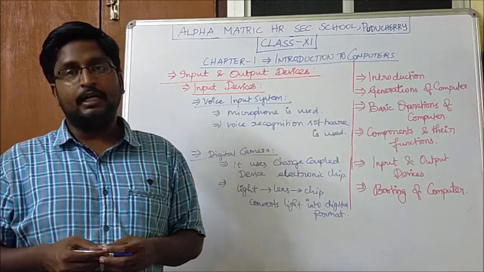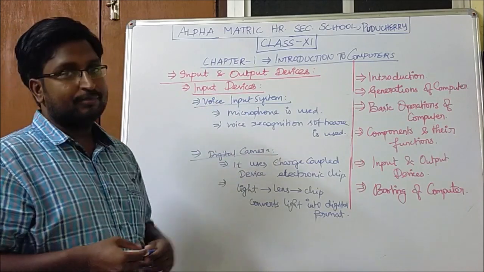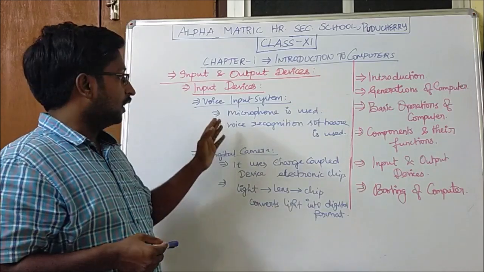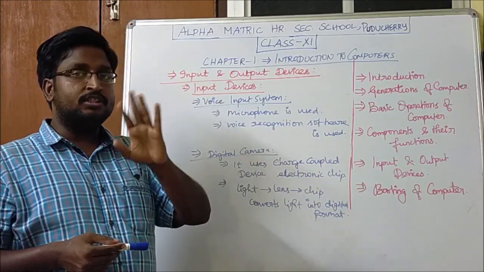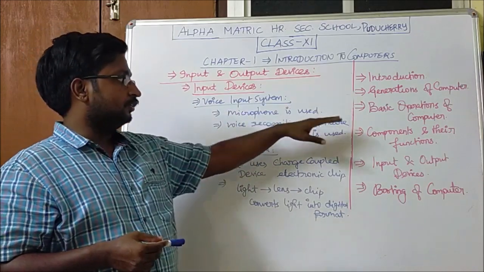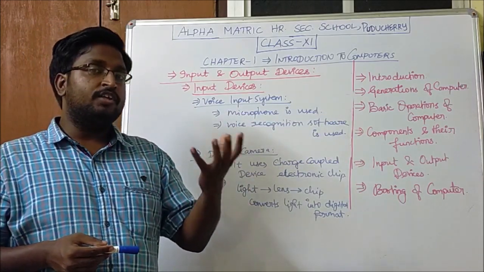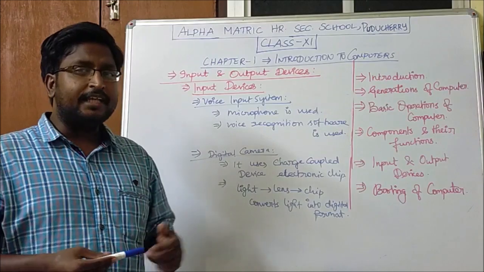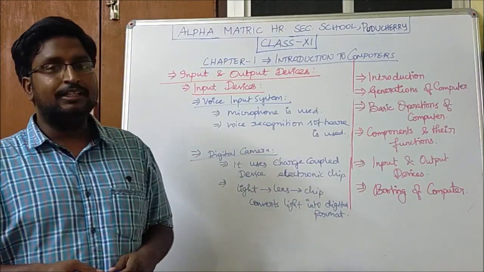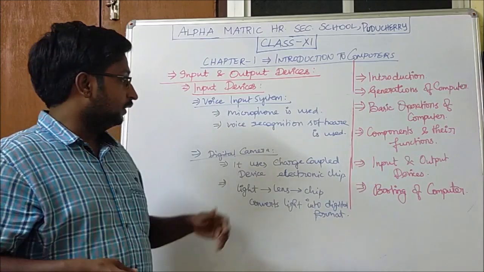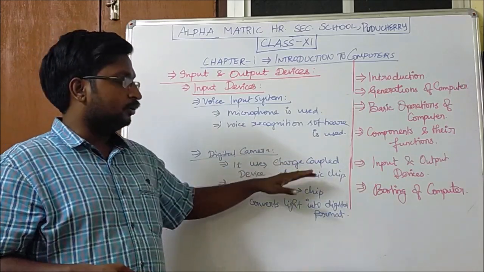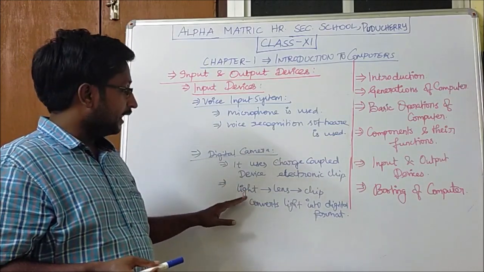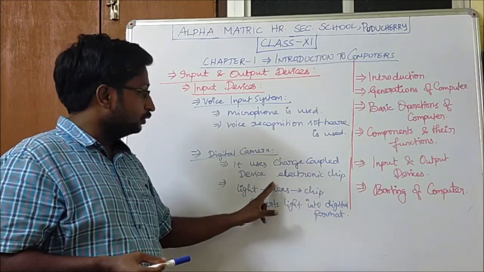The next input devices are the voice input system and the digital camera. The voice input system uses a microphone, and to convert the recognized voice into a digital format, it uses voice recognition software. The voice will be recognized and converted into a digital format with the help of this software. And the next one is the digital camera. A digital camera is used to take a photograph. It uses a charge coupled device electronic chip inside it. How that chip works is that the light is received and automatically transferred to the chip through the lens.